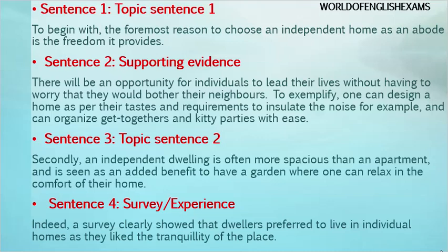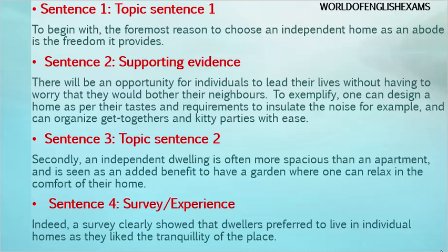So first reason is, of course, freedom and privacy. The second one is the spaciousness. So it is often more spacious than an apartment and is seen as an added benefit to have a garden where one can relax in the comfort of their home. Definitely, right? If I own an independent home, then definitely I can have a backyard and a lush green garden wherein if at all I am a nature lover, I can actually sit back and relax without having to worry about anything. So that is the second advantage which I stated for an independent home.